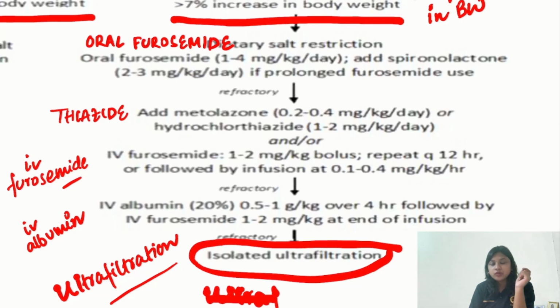In INICET, if you have to write the order, then it is furosemide followed by thiazides, followed by IV furosemide, followed by IV albumin, followed by ultrafiltration.